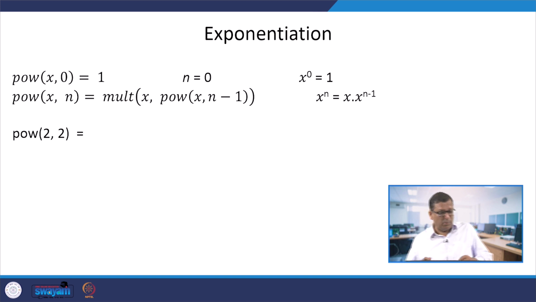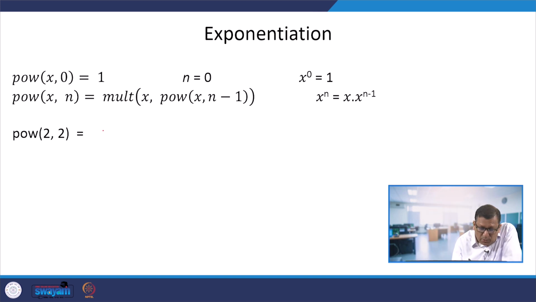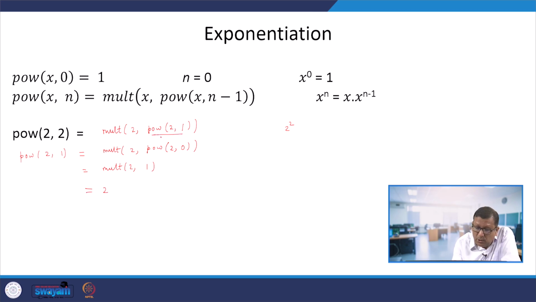So if we want to do power of 2 2, again as before we are going to do mult of 2 and power of 2 1, and we have not written pred, so we do 2 minus 1, that is 1. Now we have to do power of 2 1. So mult of 2, power of 2 and 1 minus 1, that is 0. Now power of 2 0 is 1, and we know mult of 2 1 is 2. So this will be mult of 2 comma 2, that we know as 4. So 2 to the power of 2 is 4. So we have got the answer.